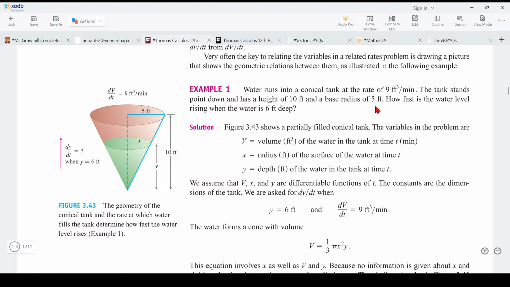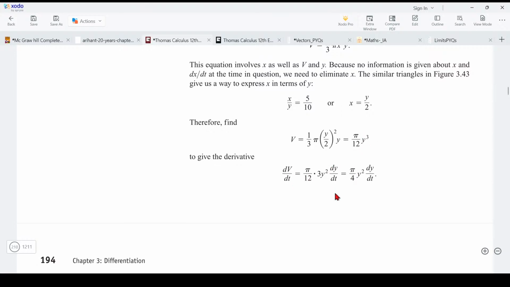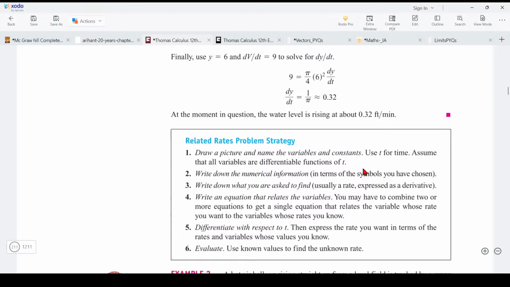When the water is 6 feet deep, it is asking dv by dy, right? Yes, sir. So that's what we have done. We expressed everything in terms of y. X is y by 2, right? Now dv by dy is what? Y by 12 into 3y square. And dy by dt is what he is asking.